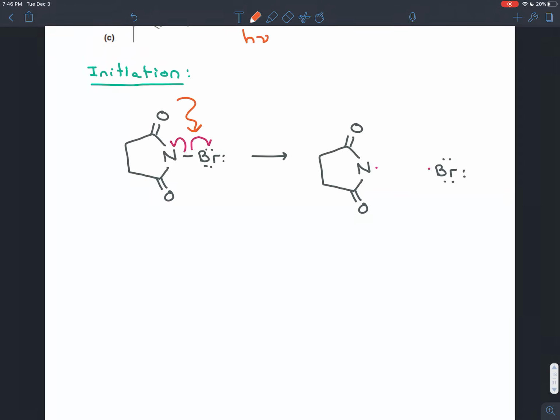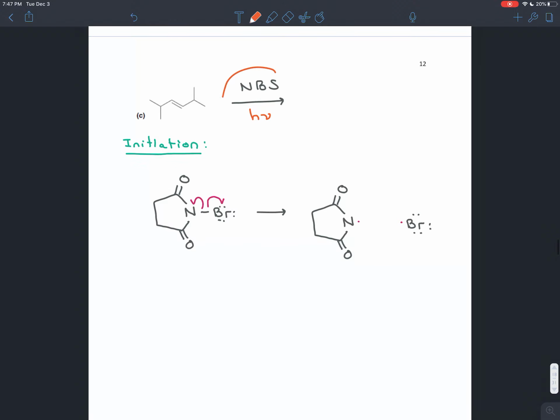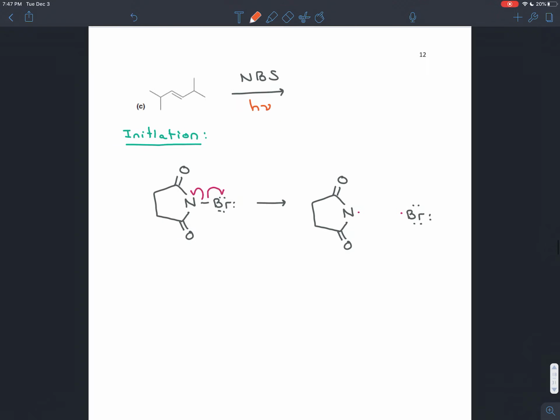You shine light on that, that vibrates this bond faster and faster and faster until it bursts open. One electron goes on the bromine, the other goes on the nitrogen. You create 2 radicals. The bromine is able to stabilize the radical by spreading it out through its enormous volume. The nitrogen is able to stabilize the radical because it is allylic to 2 pi bonds, and so it spreads out through resonance. That's always the initiation step whenever you use NBS, N-bromosuccinimide, in a radical mechanism.